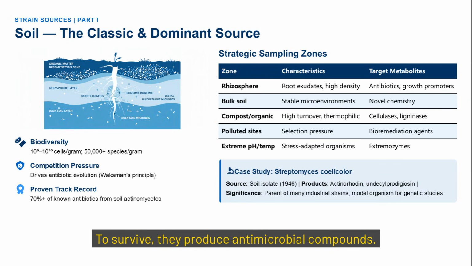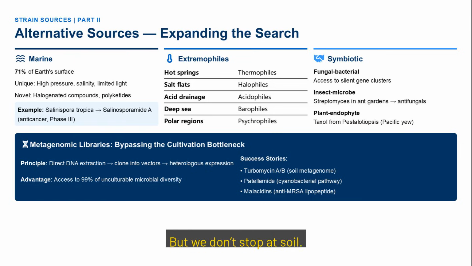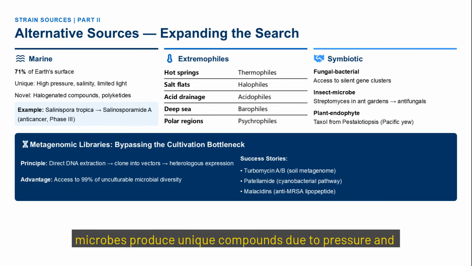But we don't stop at soil. Marine environments cover most of the Earth. Marine microbes produce unique compounds due to pressure and salinity. Extremophiles from hot springs produce thermostable enzymes. Symbiotic microbes from plants and insects may produce novel metabolites. The more unusual the environment, the higher the chance of novelty.